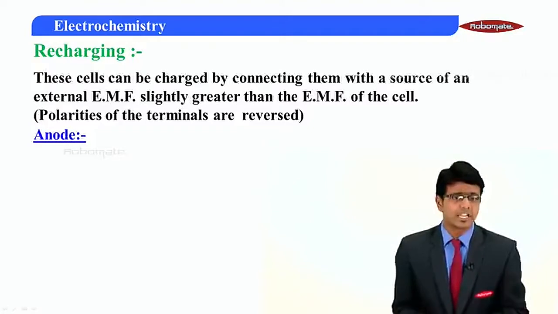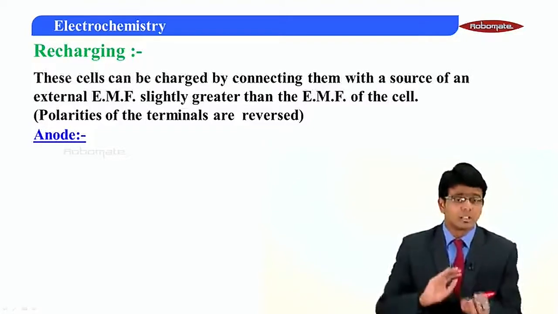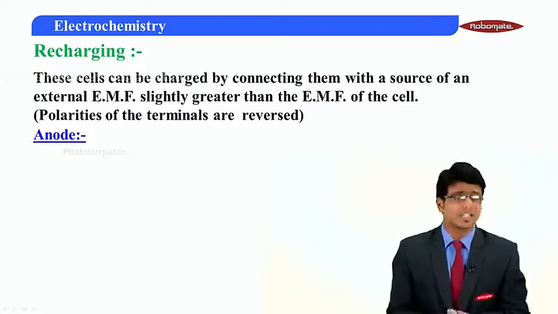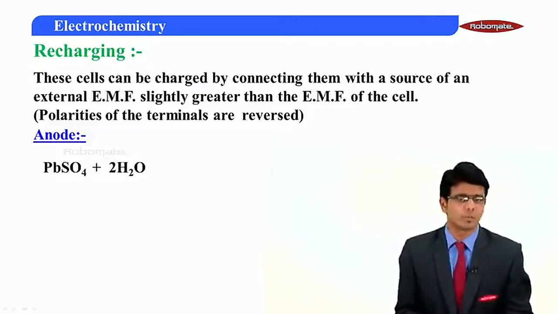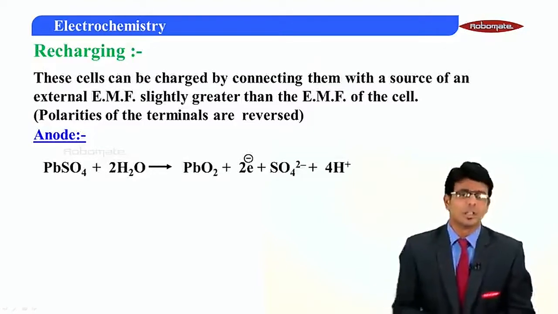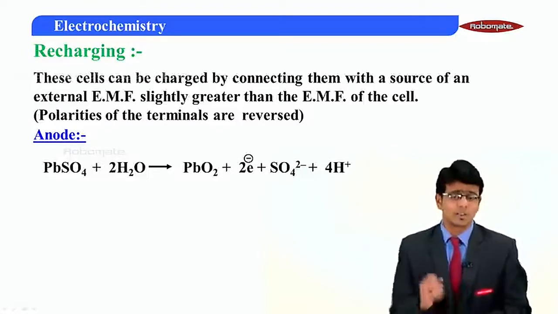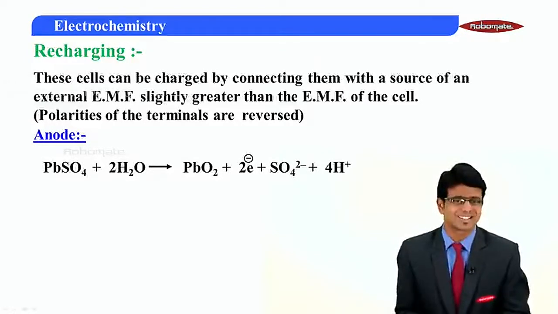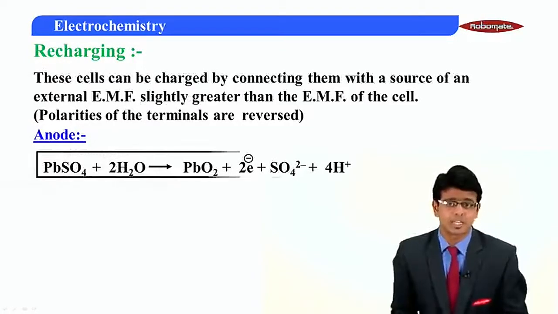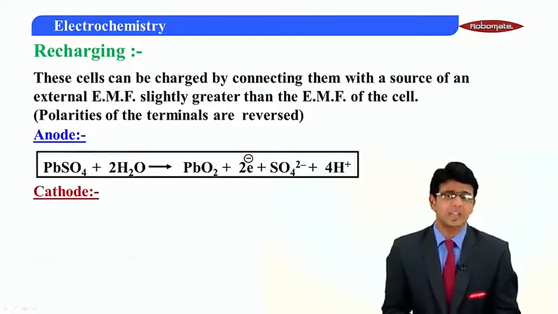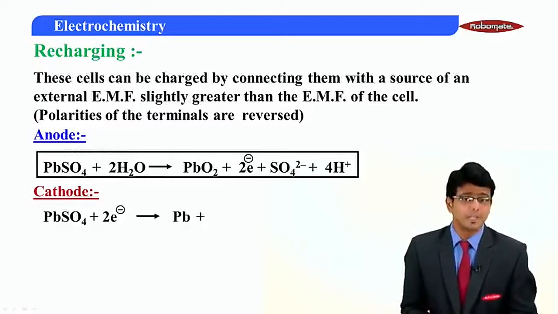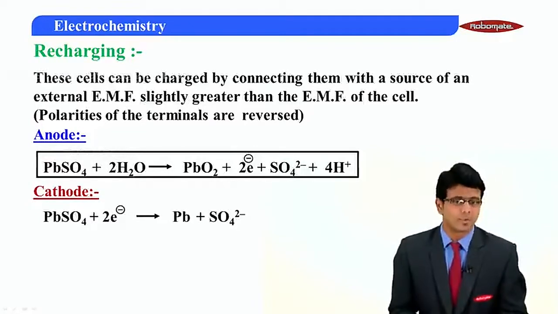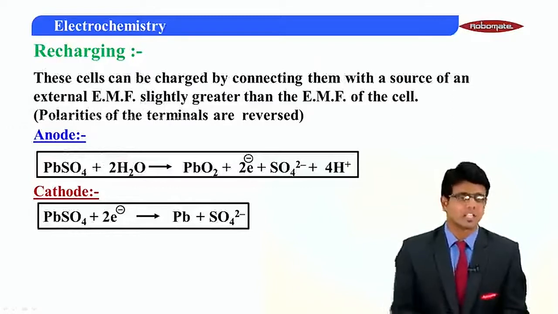The reaction taking place at the anode is the reverse of the reaction taking place at the cathode during discharging. The reaction is in front of you: PbSO4 plus 2 H2O giving rise to PbO2 plus 2 electrons plus sulfate ions plus 4 H+ ions. That is the reaction taking place at the anode. Similarly, at the cathode you have PbSO4 plus 2 electrons giving rise to Pb plus SO4 2-. That is the reaction taking place at the cathode.